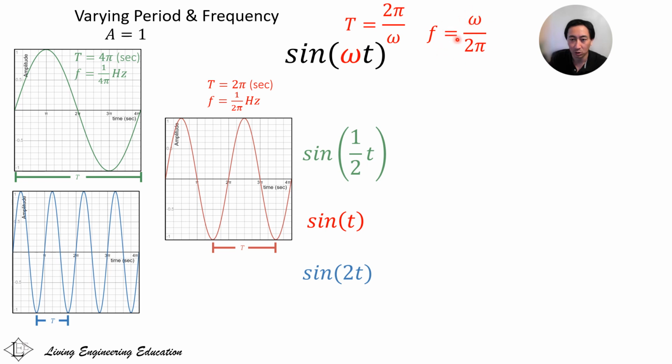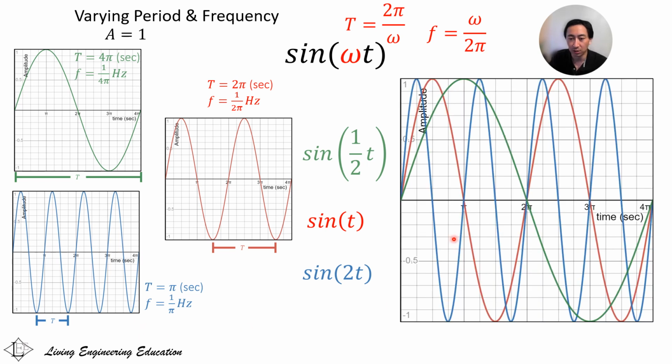So from this function, we see that your frequency is going to be 1 over pi hertz. Your period, 2 pi over 2, is just going to be pi. And we can see that showing up here. Again, this is going from 0 to 4 pi. And when you stack all of these graphs together, the effects of omega on the frequency and the period are even more apparent. Remember, frequency and period are tied directly together.